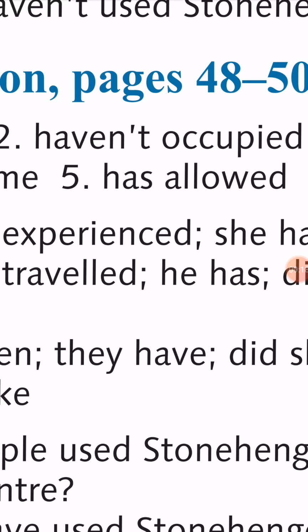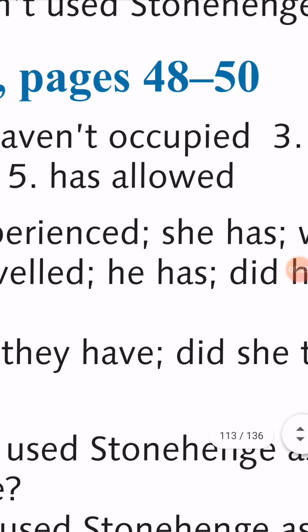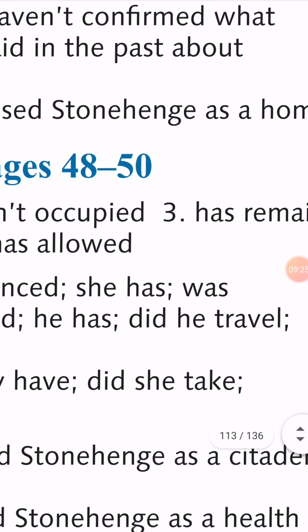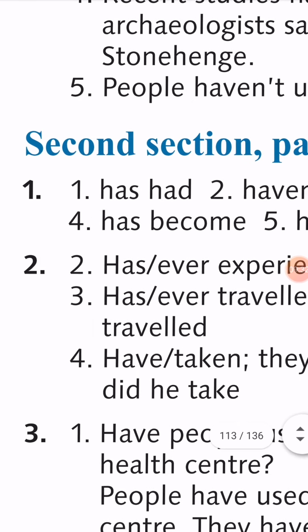Now in simple past using when did he travel? When did he travel there? He, and change travel into simple past. He traveled there 2 years ago.